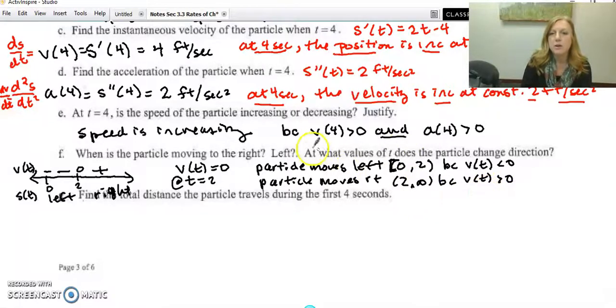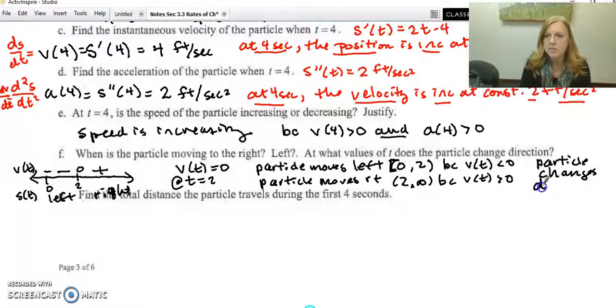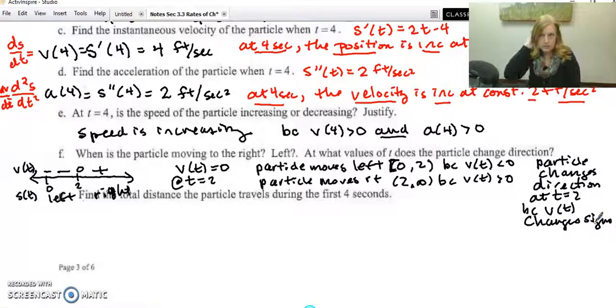And then the last part, at what values does the particle change direction? Notice it's tedious, but you have to answer the questions, so you have to make sure you write it. Changes direction at t equal to 2 because v of t changes signs. Okay, so notice that we're always referring to the calculus reason, which is about the velocity.